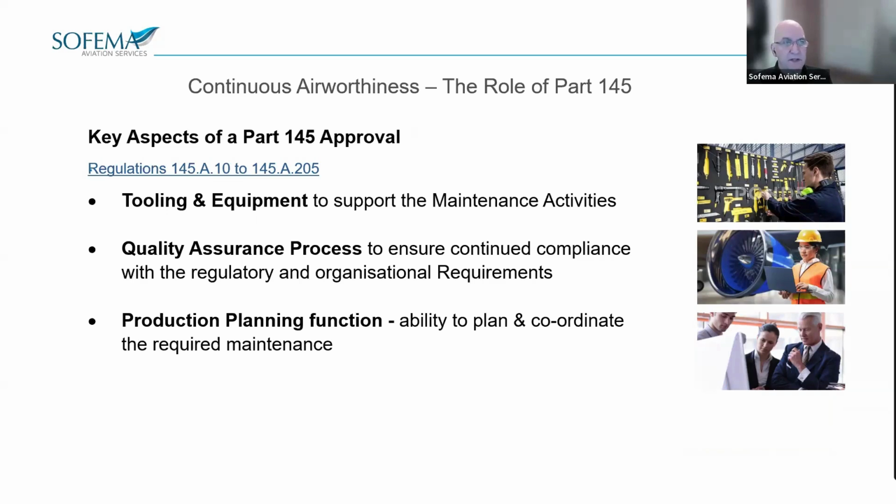Tooling and equipment, an essential part of a maintenance organisation required to support the maintenance activities. There needs to be a quality assurance process, although these days it's probably called the compliance process, to ensure continued compliance with the regulatory and organisational requirements. A production planning function is essential. This is a group of specialist planners who have to plan and coordinate the required maintenance so that it happens on time and to the right quality.